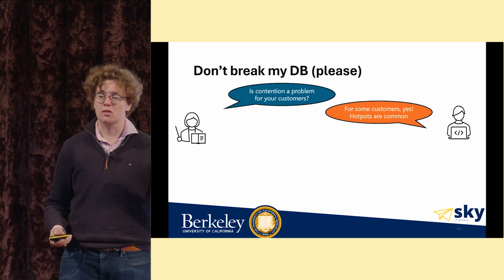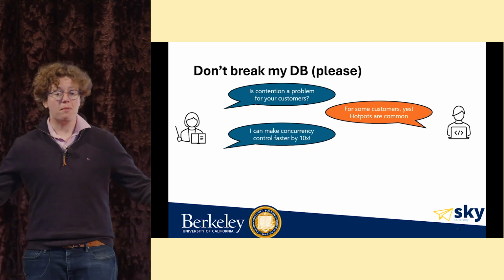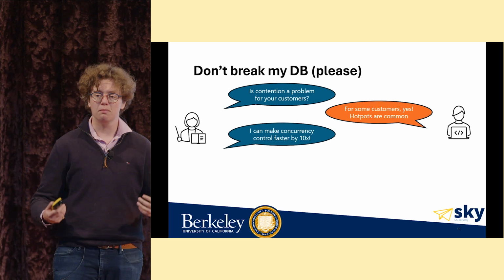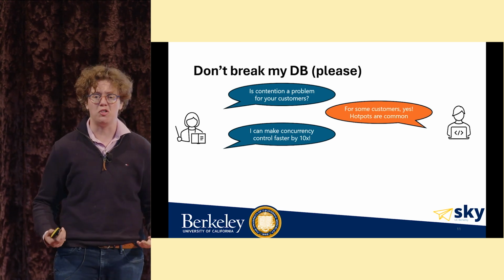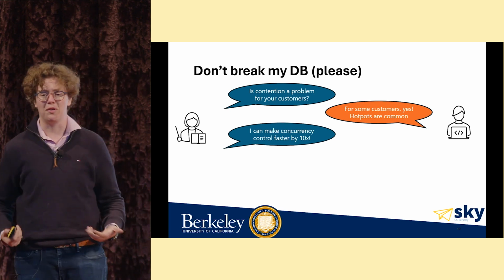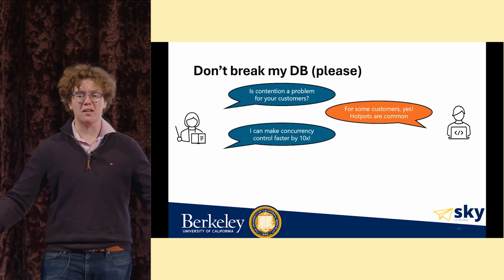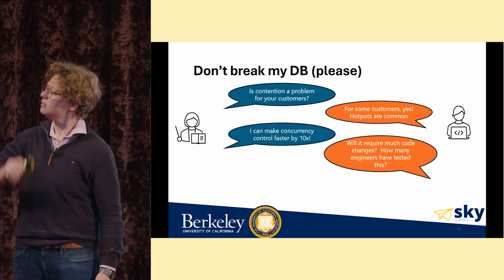Concurrency control is sometimes a bottleneck for developers. I can make your concurrency control faster by 10x. Beating Postgres or MySQL by 10x is almost a rite of passage for a database PhD student. Not always 10x, sometimes it's 2x, but you kind of expect those numbers in conferences. So that should be easy, right? I can get you 10x performance improvement. And then that's where the trouble starts.